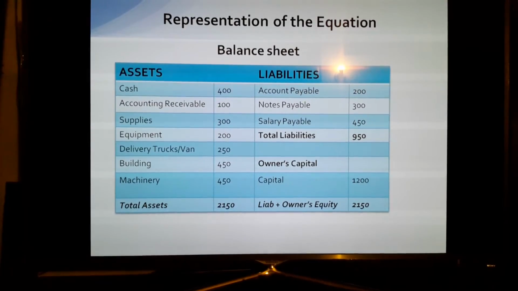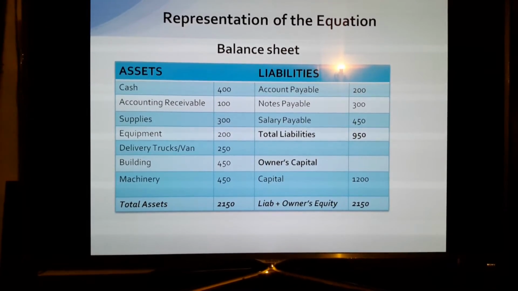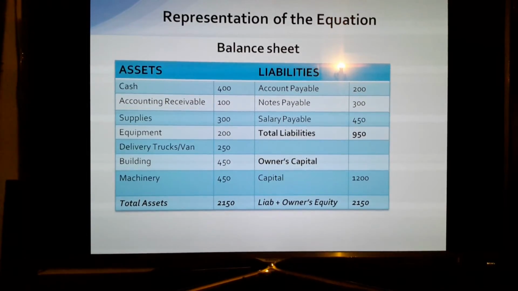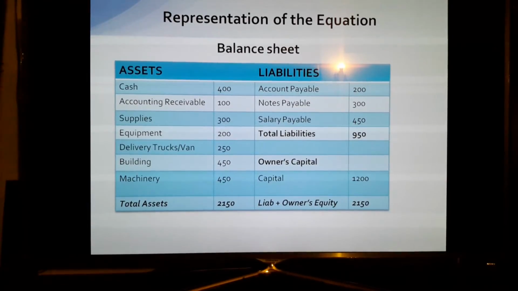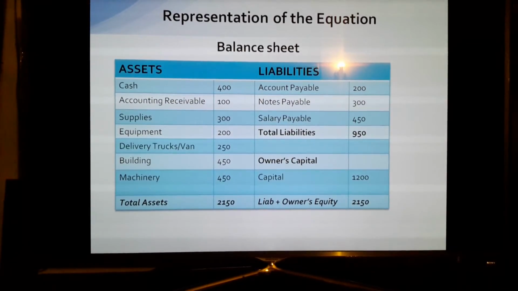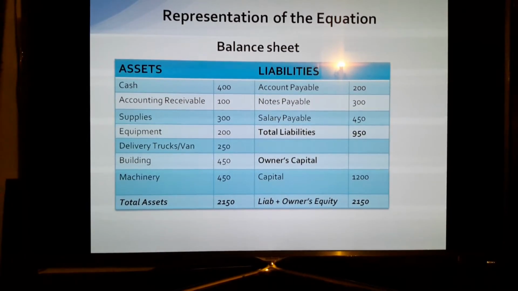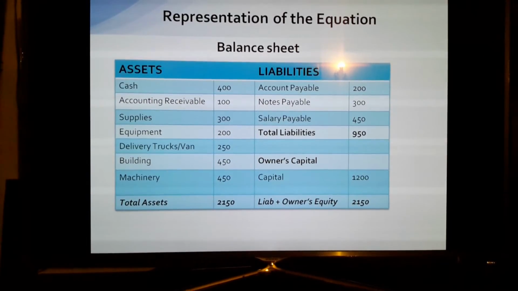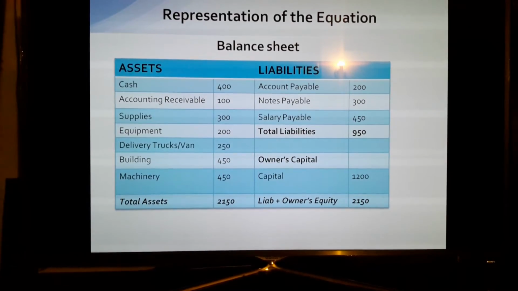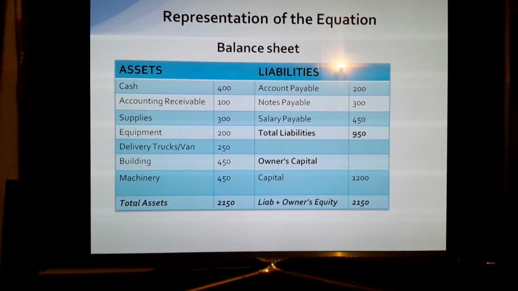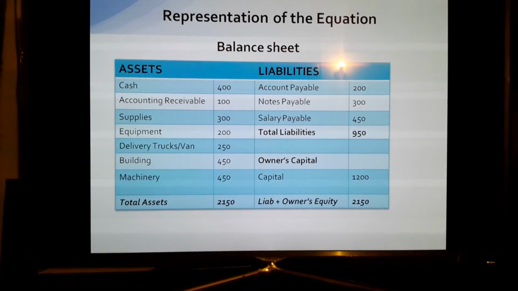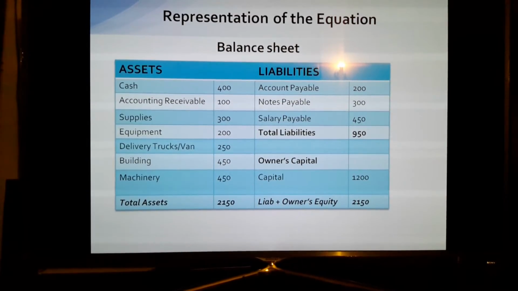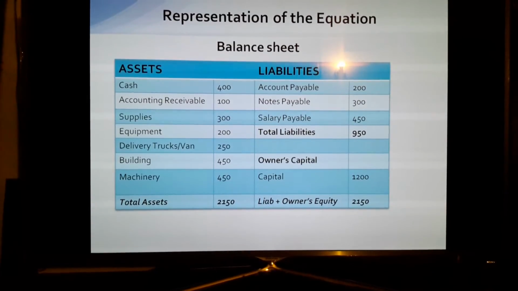So you have all the assets on the left side, and you have the liabilities and owner's equity on the right side. As you can see, total assets is 2,150. Total liabilities on the other side equals 950, and owner's capital is 1,200. So those total to 2,150, which is total liabilities and owner's equity, and it equals total assets.